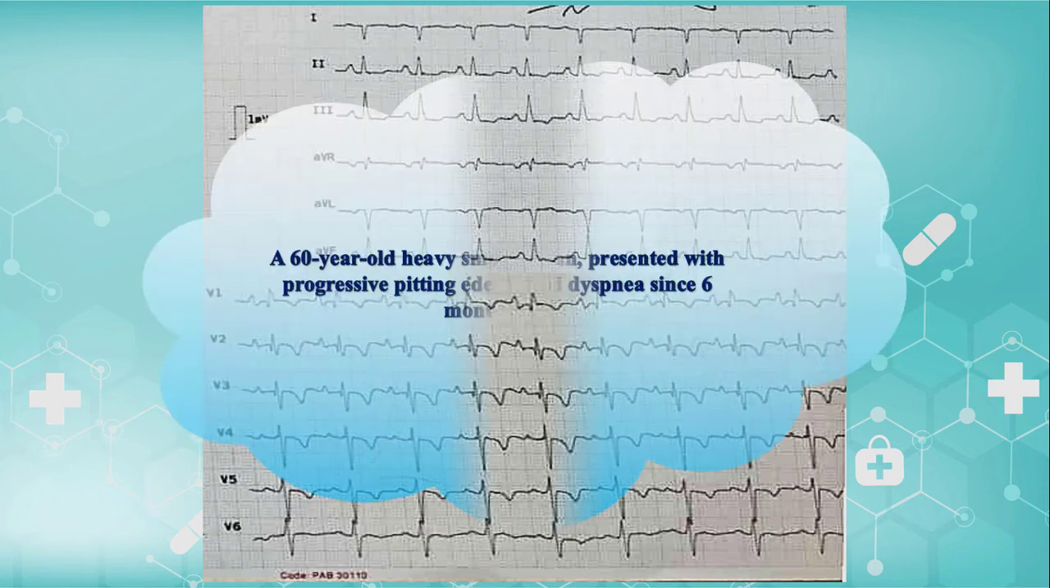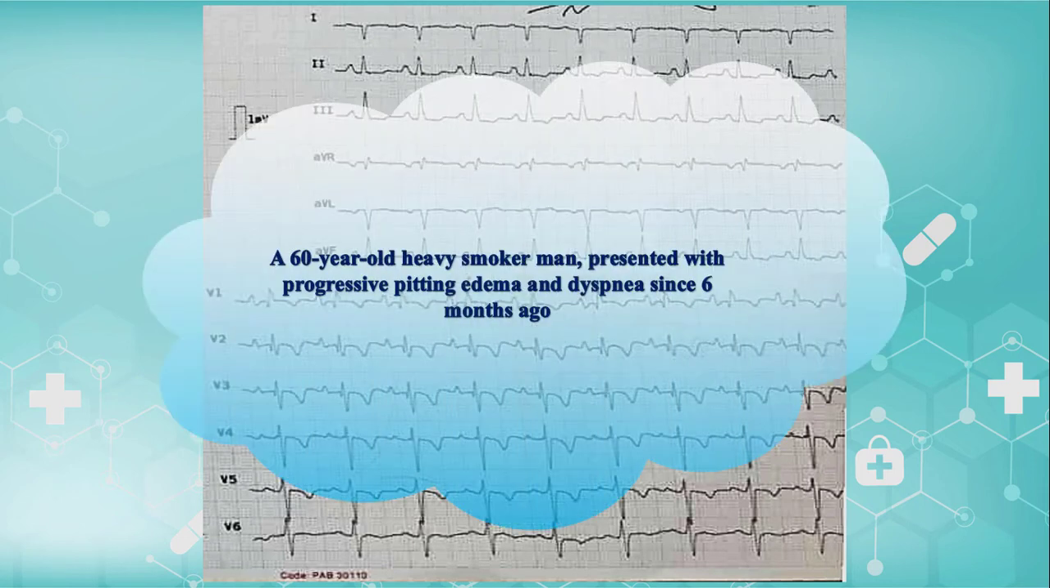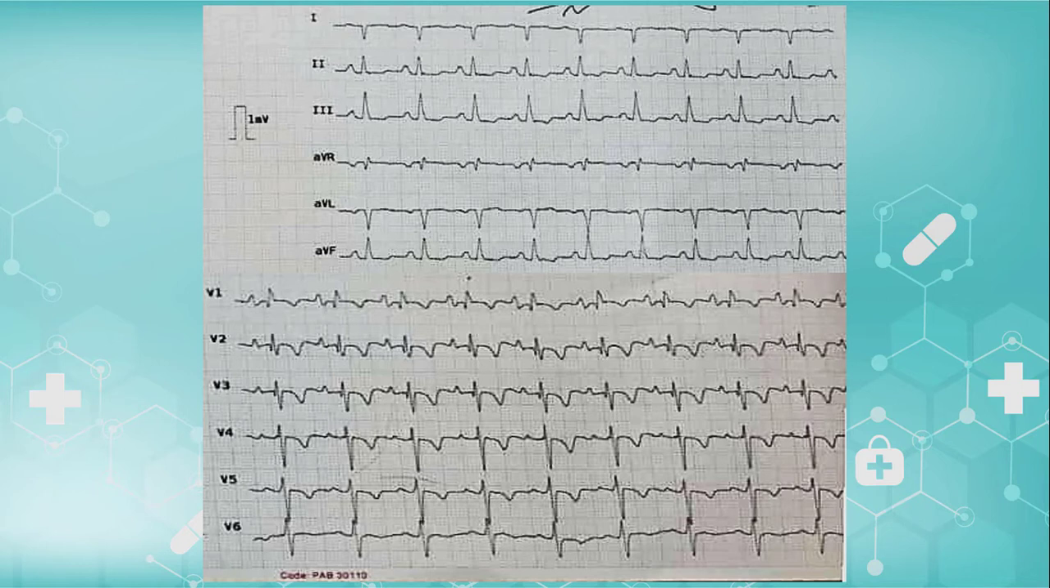The present strip is taken from a 60-year-old heavy smoker man, presented with progressive pitting edema and dyspnea since 6 months ago. What do you think about this strip? Which of the following is the correct answer?